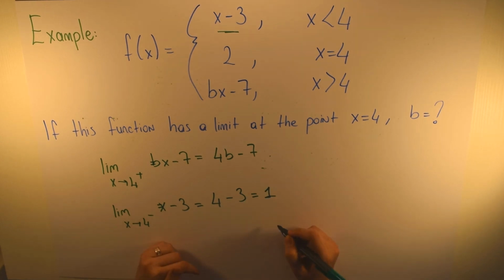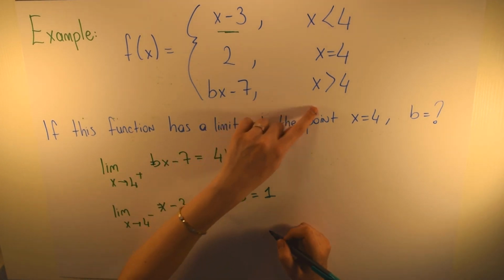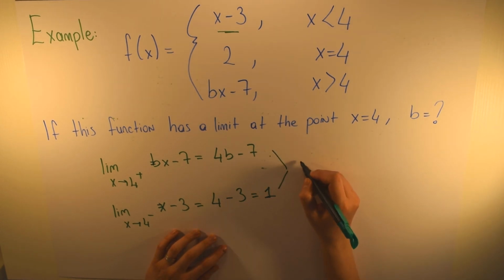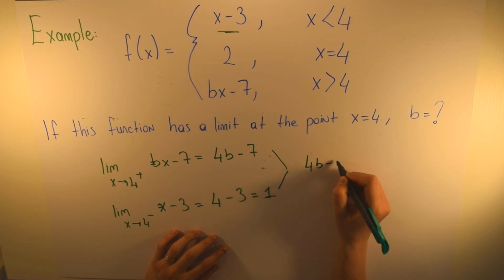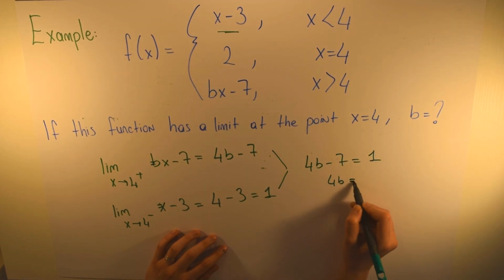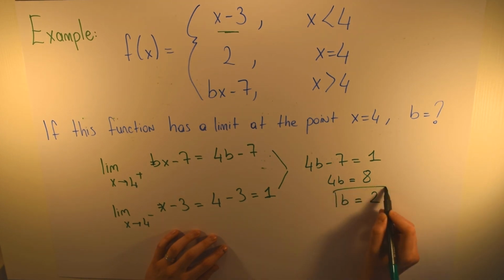So as I said before, these two have to be equal to each other in order to have a limit at this point. Okay, so let's make them equal to each other. So 4b minus 7 is equal to 1. So from here 4b is equal to 8 and b is equal to 2.